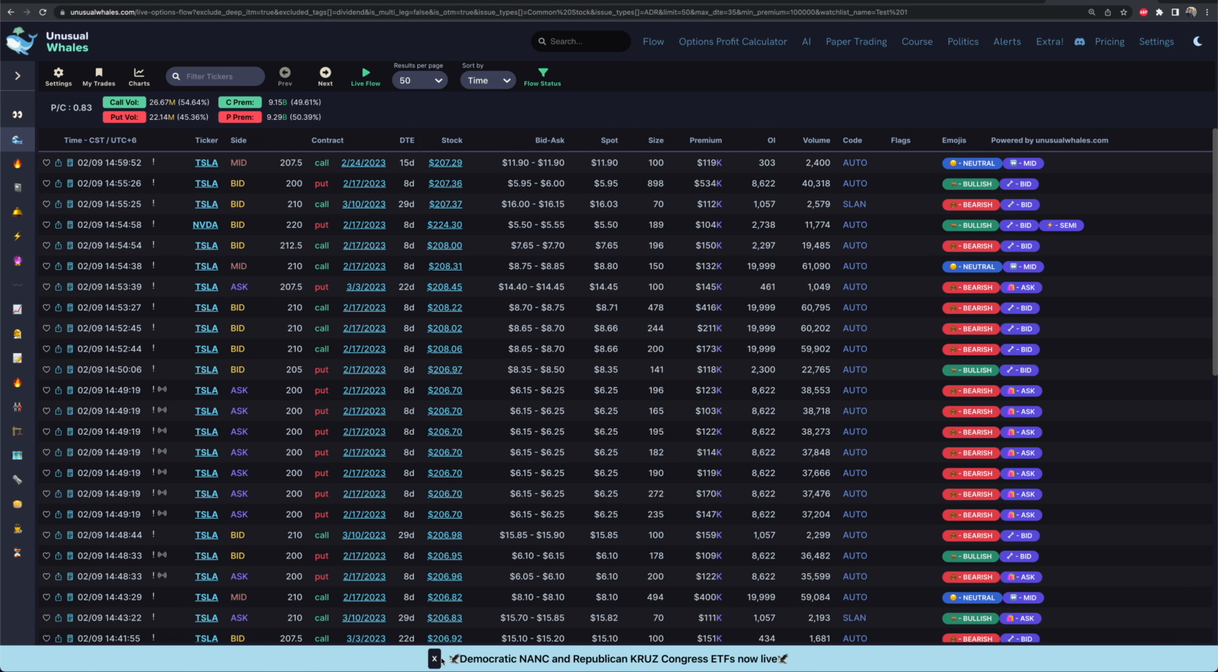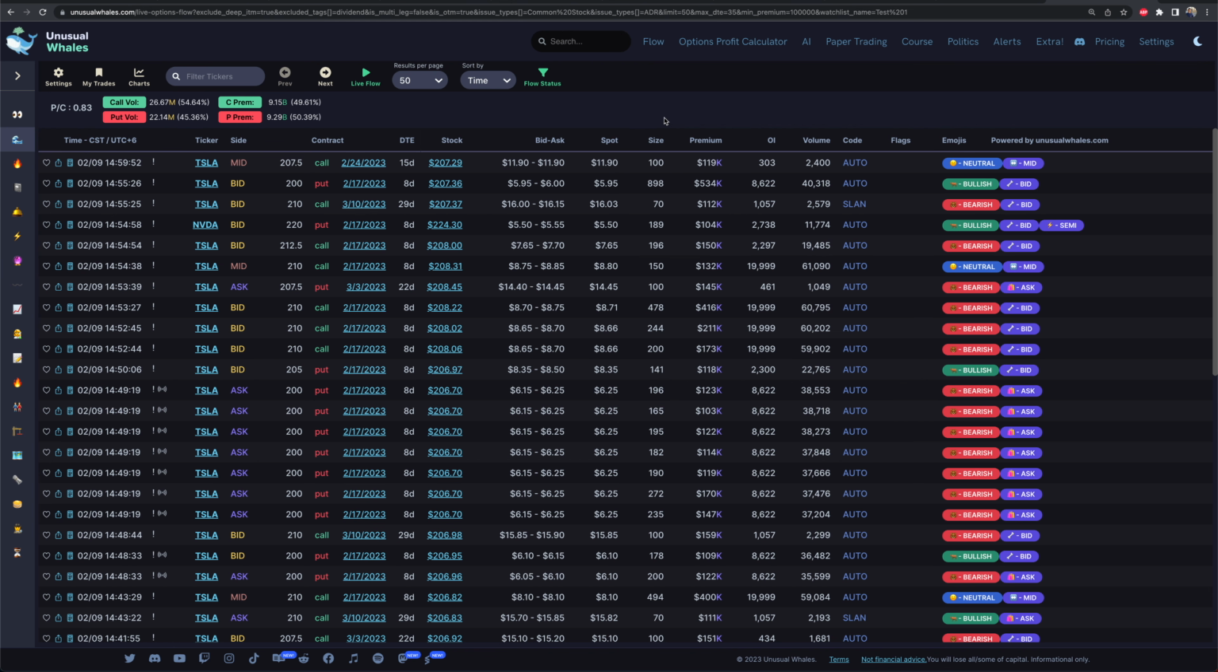I wanted to kind of cover how to utilize some of the features on Unusual Whales under the Flow tab. So some of the unusual options flow, for those who are not familiar, Unusual Whales essentially offers insight into unusual options trading activity and a lot of options trading data that is not necessarily visible on the surface of, let's say, a stock chart and whatnot.